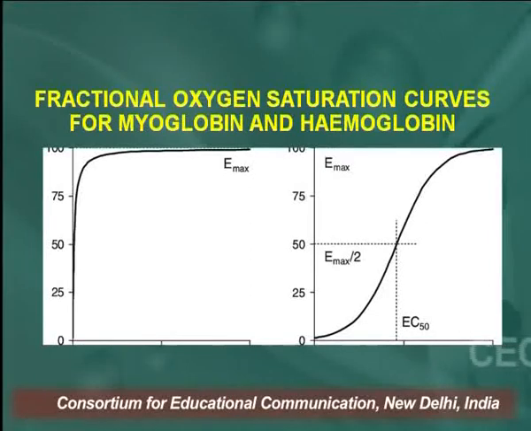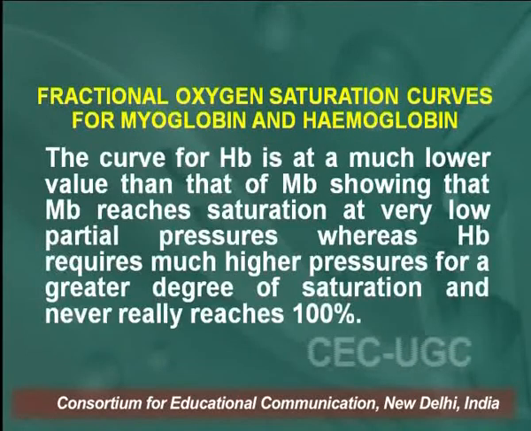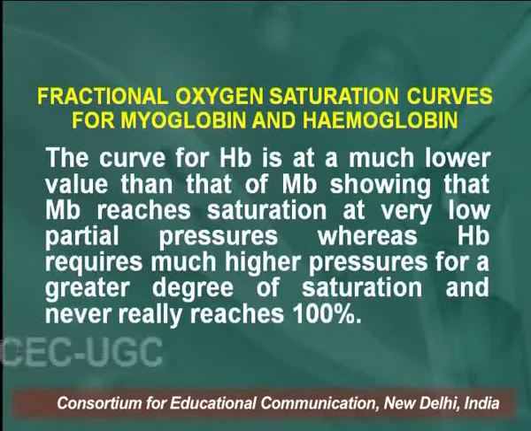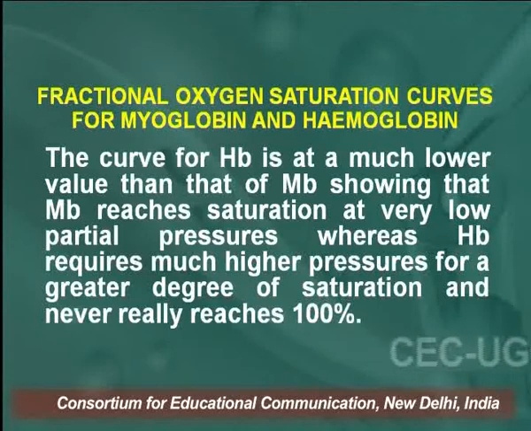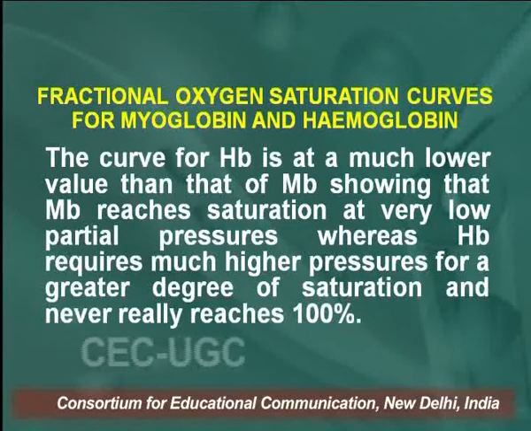As you can see on the right hand side, it is following a sigmoid shape, an S shape, and that is the curve for hemoglobin, and the rise in the concentration of oxygen is at a much lower partial pressure value as compared to myoglobin, which is there on the left hand side. It shows that myoglobin reaches saturation of oxygen at very low partial pressures, whereas hemoglobin requires much higher pressures for a greater degree of saturation, and it never really reaches 100%.